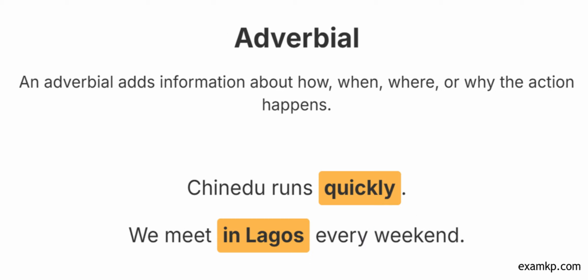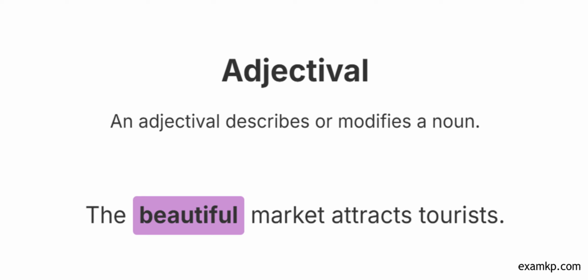Then we have adverbial. An adverbial adds information about how, when, or where an action happens. In Chinedu runs quickly, quickly tells us how Chinedu runs. Then we have adjectival, also called modifier. In The beautiful market attracts tourists, beautiful tells us more about the market.